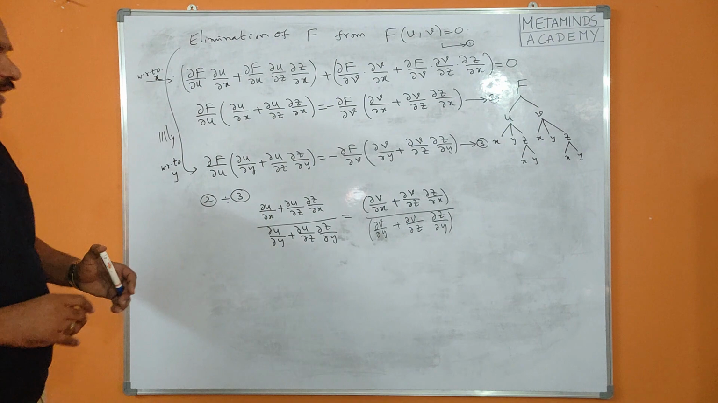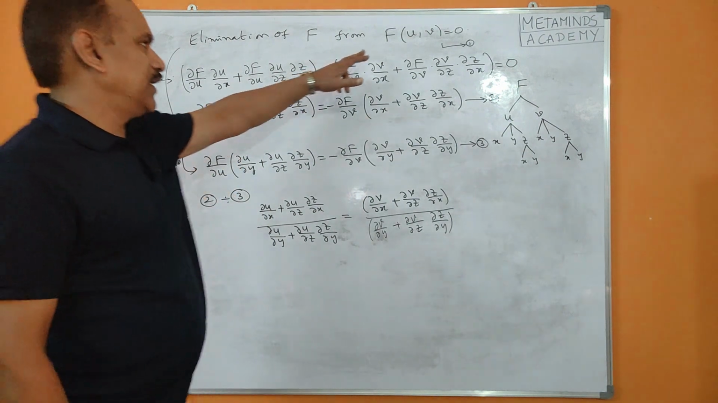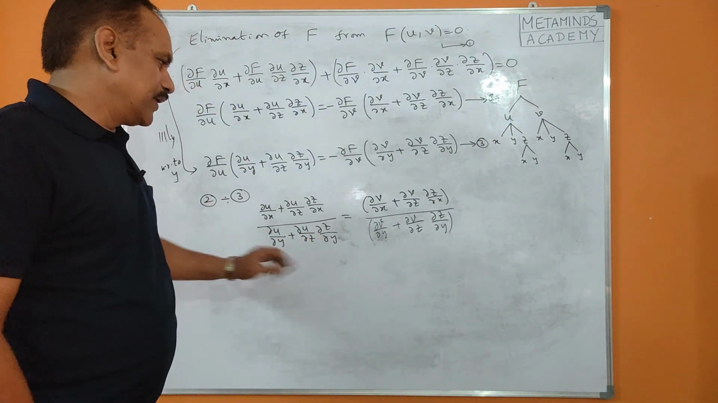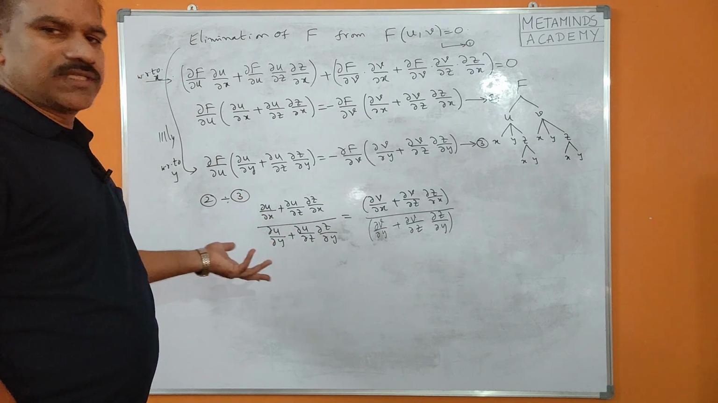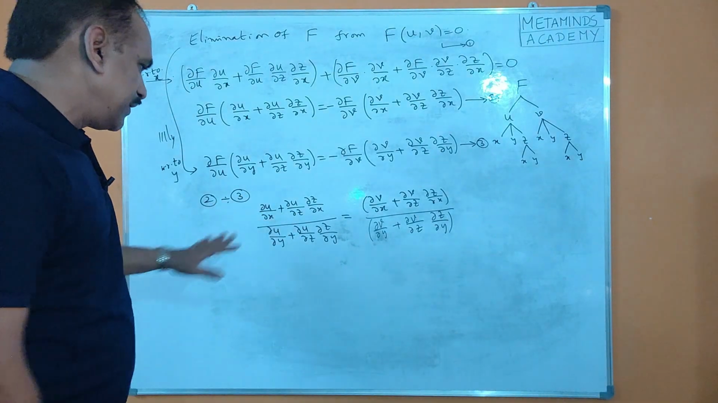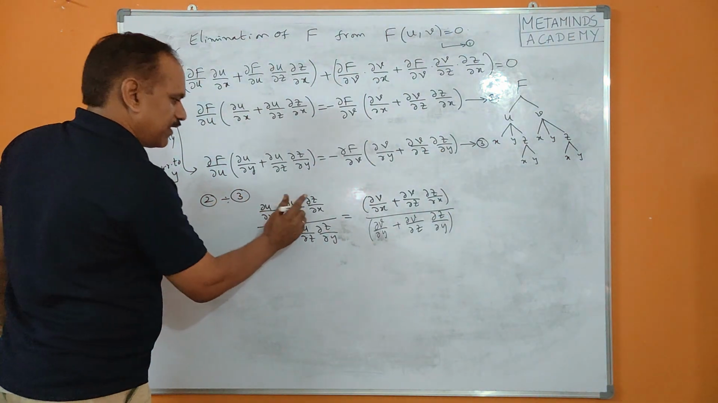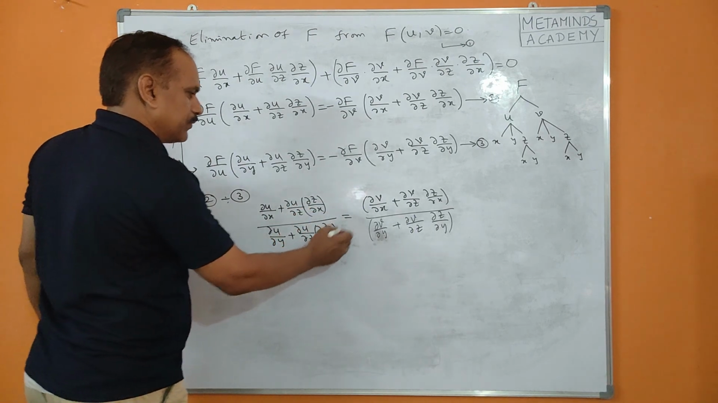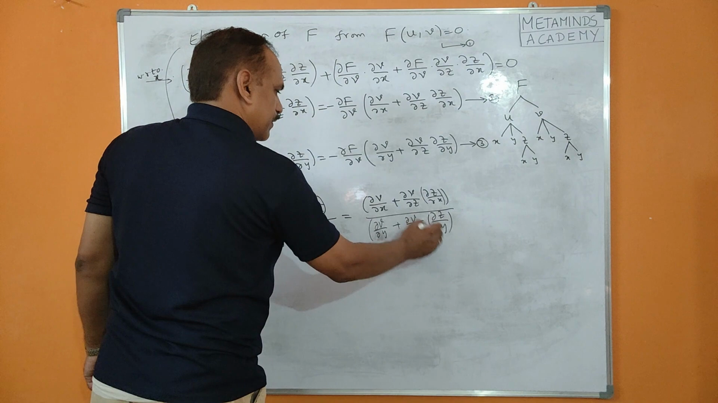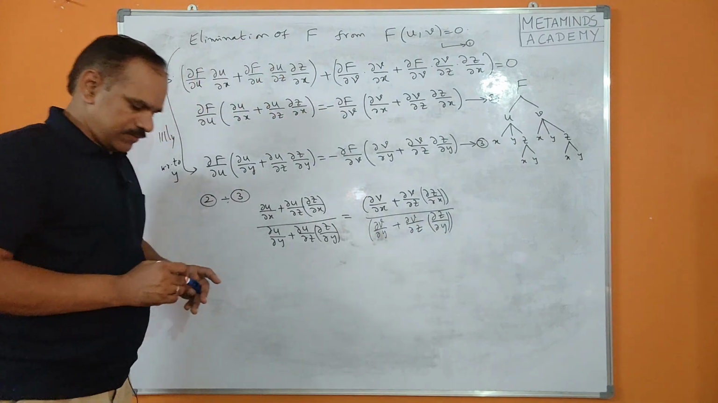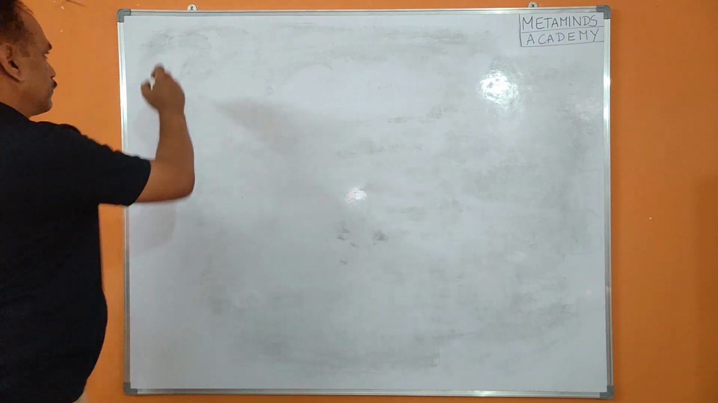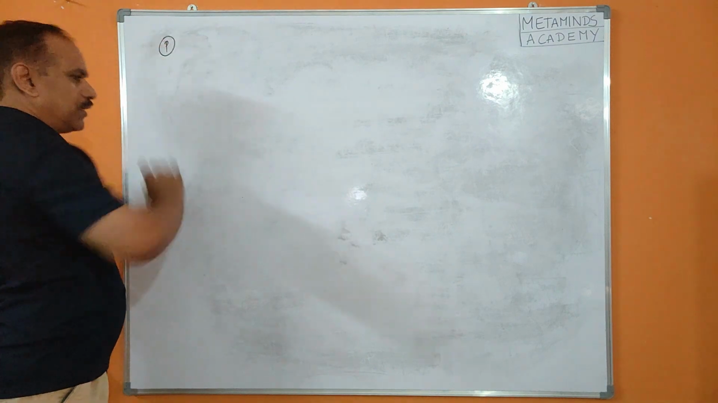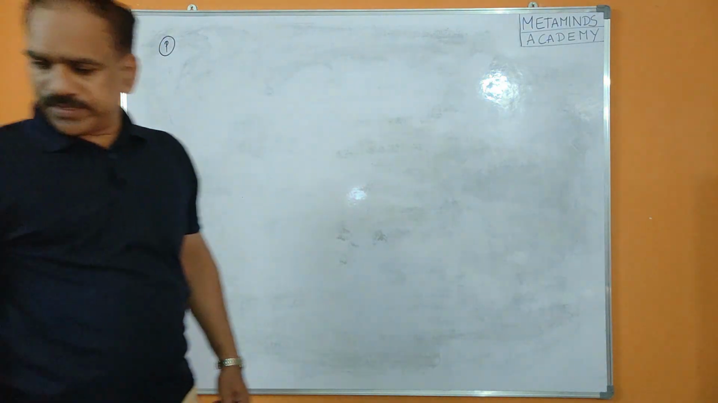We are eliminating only one arbitrary function f, so you will get a first order partial differential equation. Even though it looks very complicated, it is a first order partial differential equation, because dou z by dou x is p and dou z by dou y is q. Now we will solve some problems in this method.